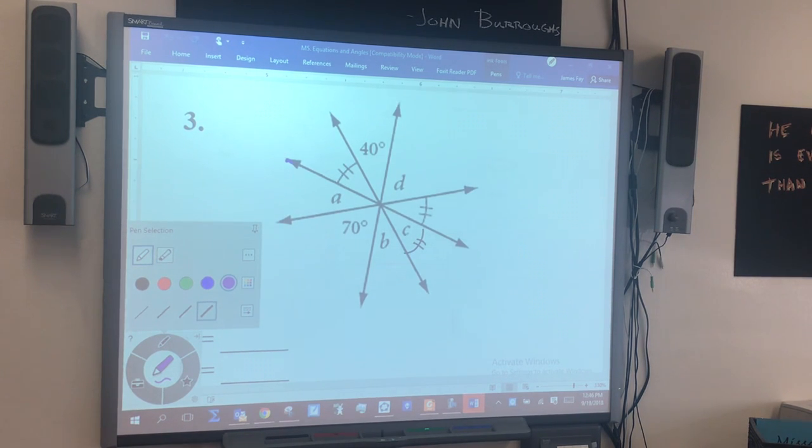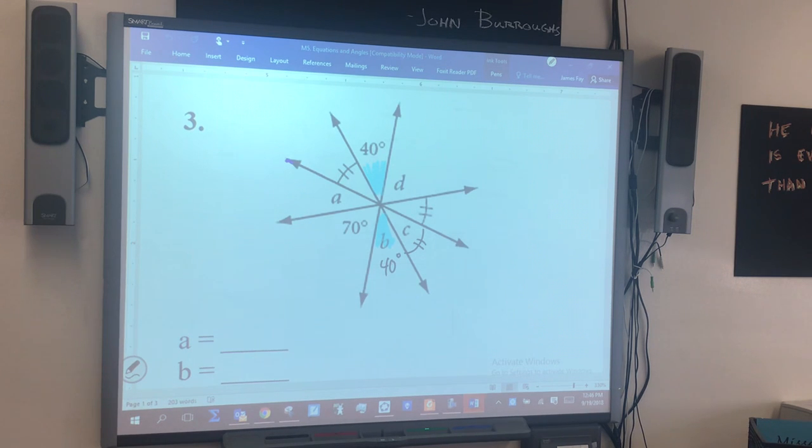Okay? Maybe some of you saw that angle there and that angle there. Would you guys agree that those are vertical? So what would B end up being? Yeah, you might jump straight to saying that B is 40 degrees.